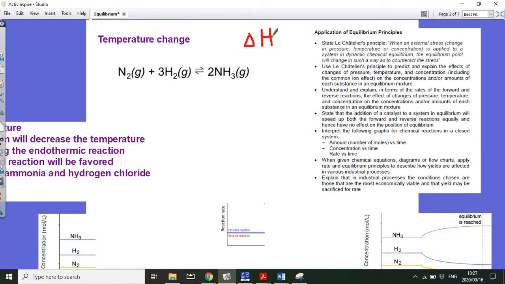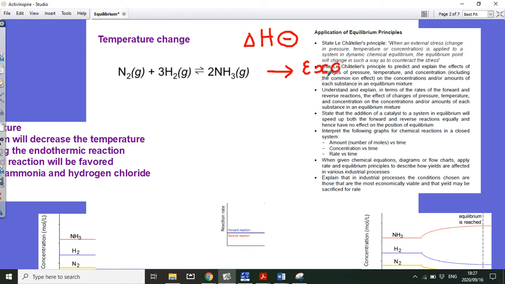Or sometimes you need to figure it out from the question, but they need to give you information. So delta H for this reaction, this is an exothermic reaction, so delta H is going to be negative. When you get this, immediately go and write for yourself: the forward reaction is exothermic.